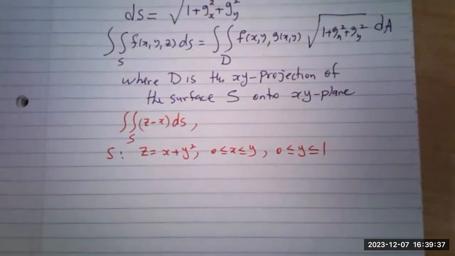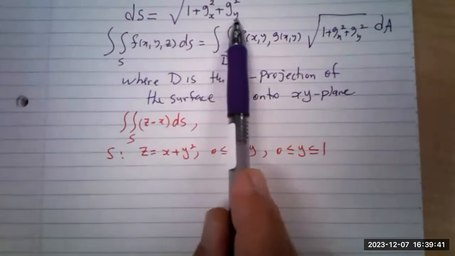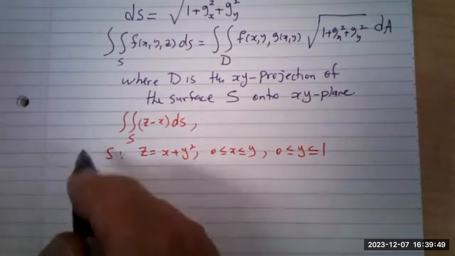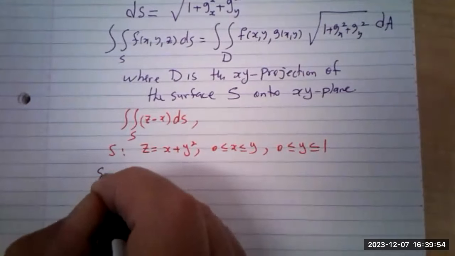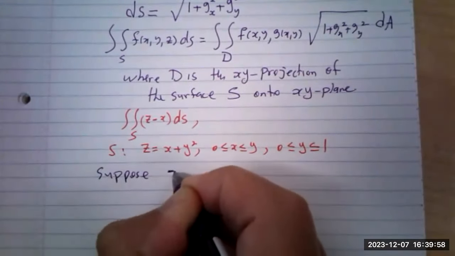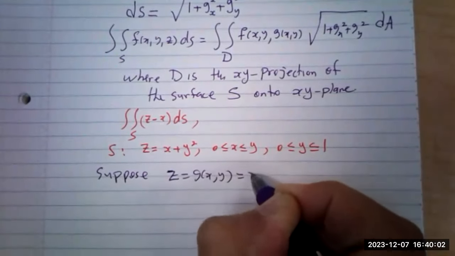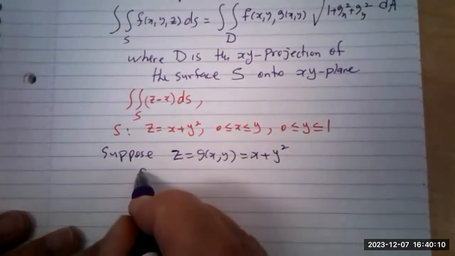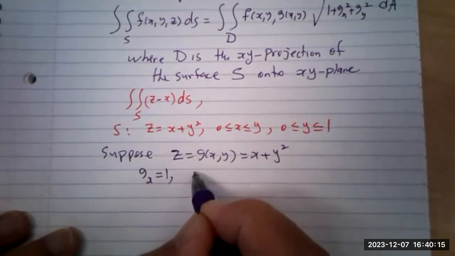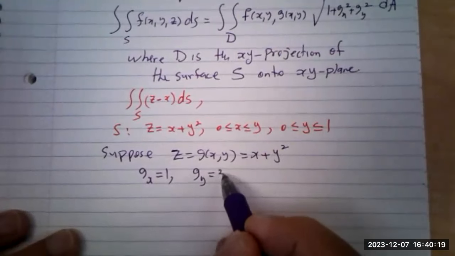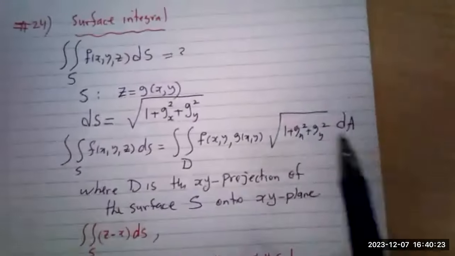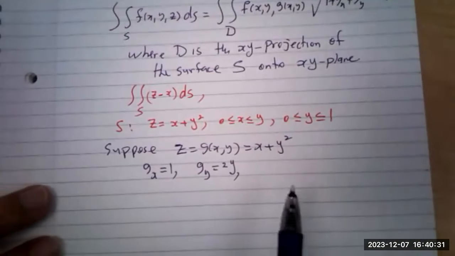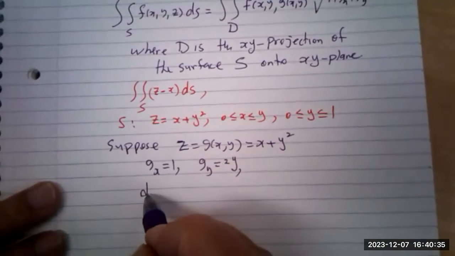Now set up this integral first. The first thing you have to do is find the differential. So z is given to you; this is exactly the form that I talked about. Suppose z equals g of x, y, and in this case it is x plus y squared. Find the partial derivatives. The partial derivative with respect to x, g sub x, would be 1. The partial derivative with respect to y would be 2y. With respect to z would be 1. That's why you get the 1 here. You can find those first, then go for it.